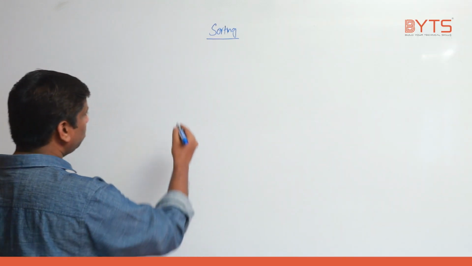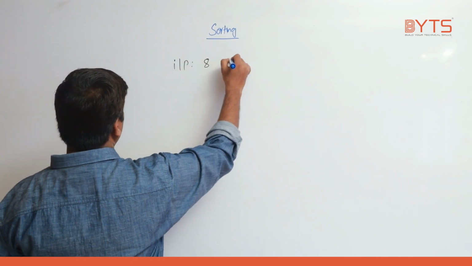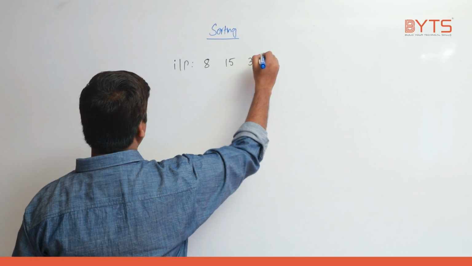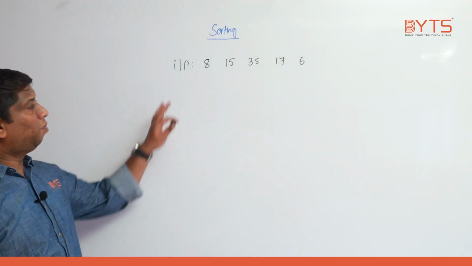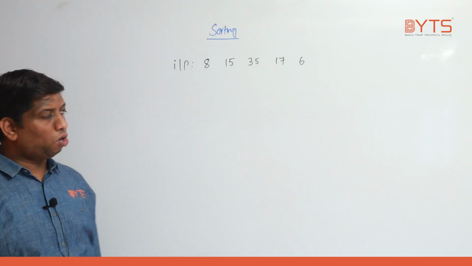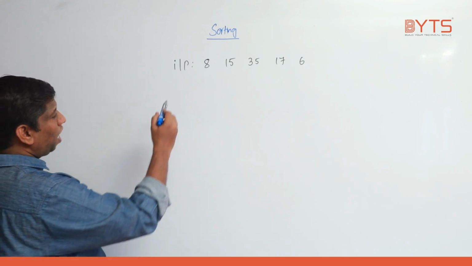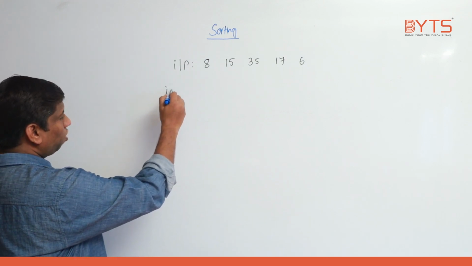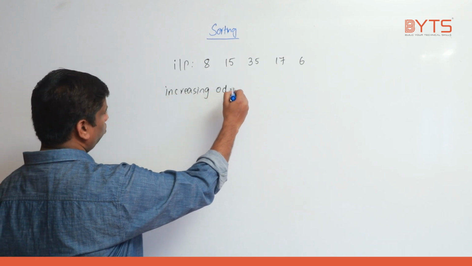Let us take the input like this: 8, 15, 35, 17, 6. Okay, this is some input. Now I want to sort this data. If I want to sort this data, what I will do is I will go for increasing order.